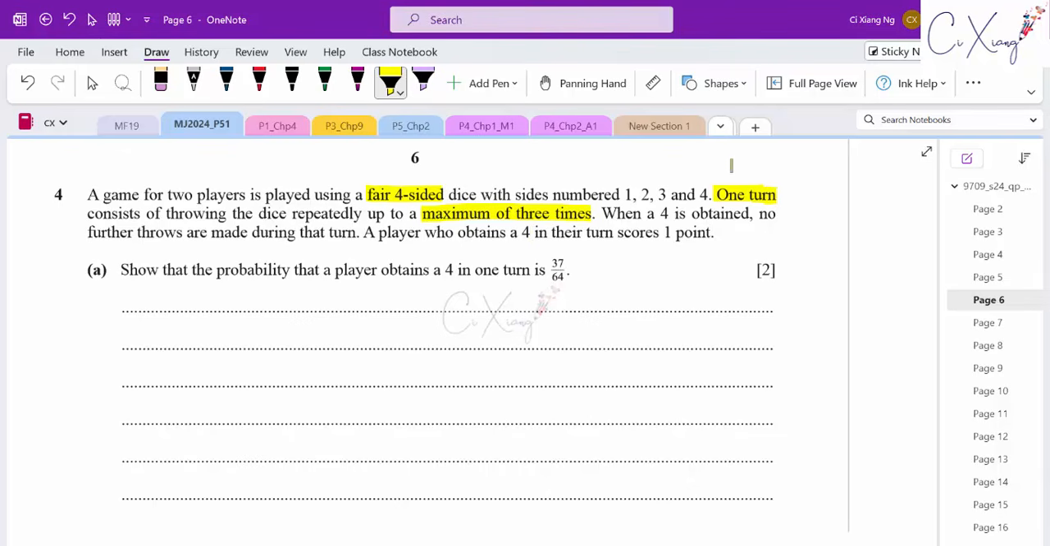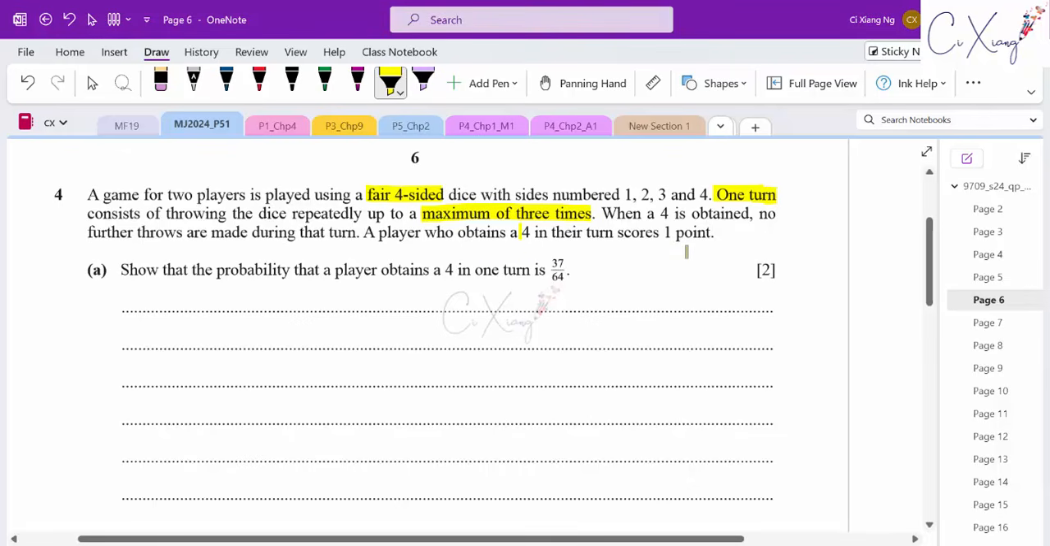So this is considered as one turn. That means in one turn, you might have only one throw because you already get a 4 in the first throw. Or maybe in one turn, you will have 2 throws, which means that the first throw you didn't get a 4, but the second throw you get a 4. So that's the meaning for the game. We have to analyze a bit before we can answer the question, so that you understand the rule for the game. A player who obtains a 4 in their turn scores 1 point. As long as you get a 4 in the turn, you score 1 point.